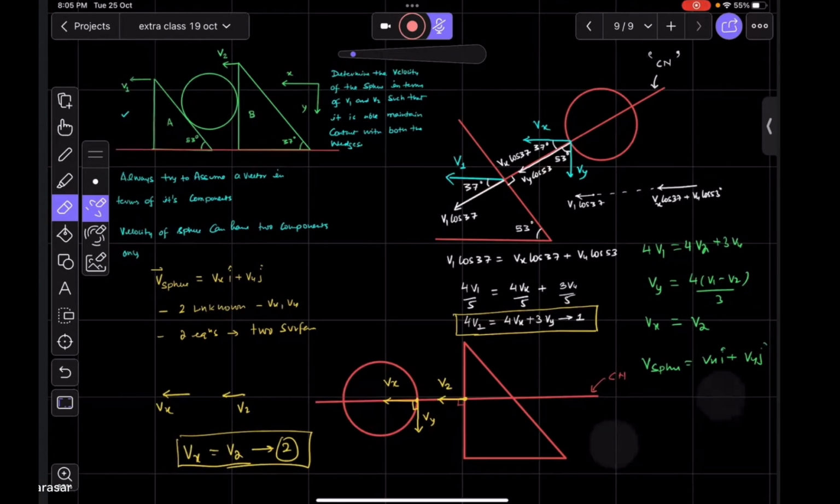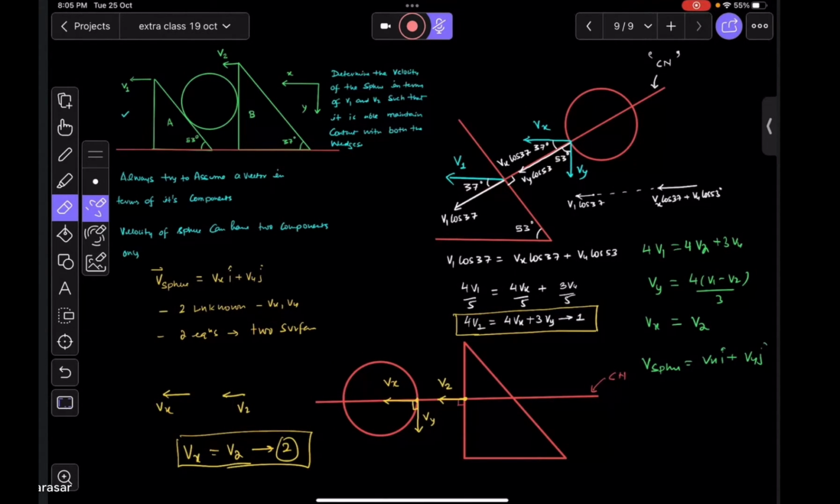Vx i cap, Vy j cap, that is what we assume the velocities. Okay, two unknowns we have, no? Vx, Vy we don't know. So two equations we have to form, and we can form them since I have got two surfaces, and we will write the rigid body constraint for each surface, so we will get two equations. Good, no? Okay.